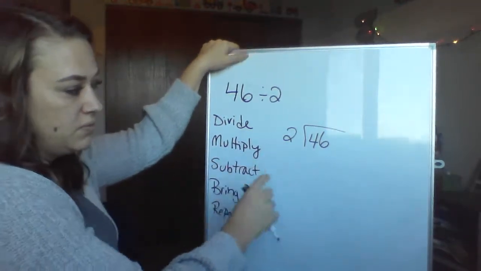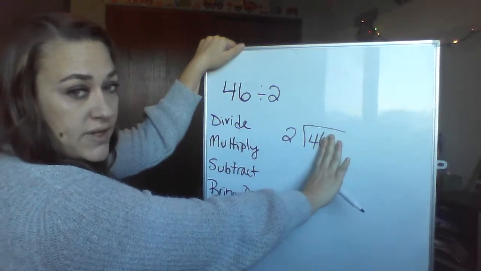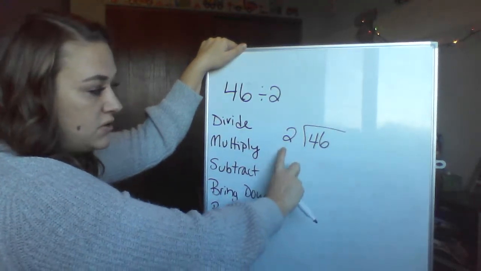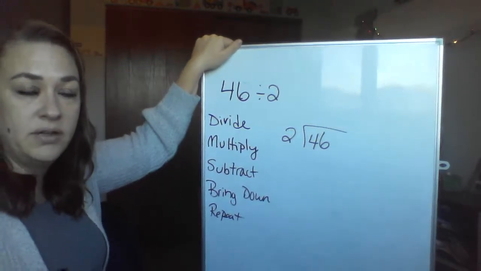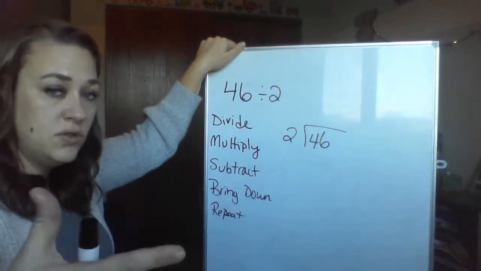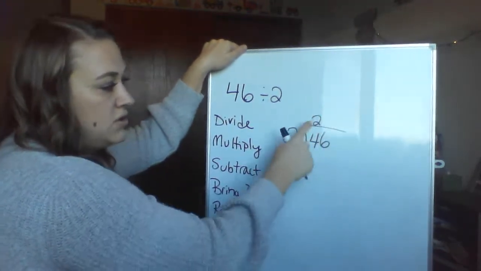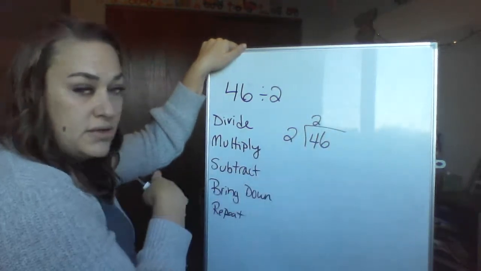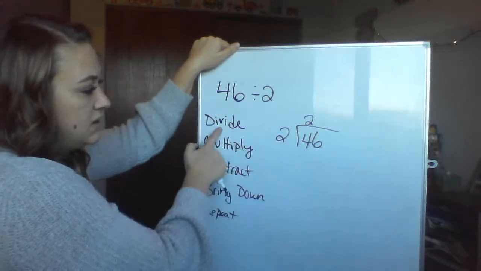So first, we always check and see, can I divide into my first number? So I'm going to ignore that 6 for now. Can I make groups of 2 if I have 4? How many groups of 2 can I make if I have 4? 2, 4. So 2 goes into 4 2 times equally. So I put the 2 on my answer line. The top of that is where our quotient goes. That's our answer line. So I just divided.